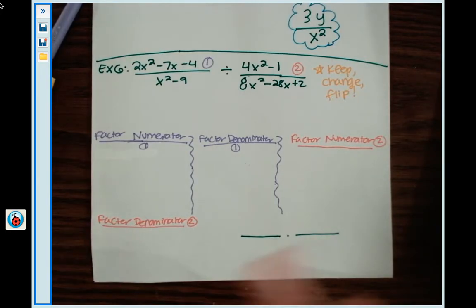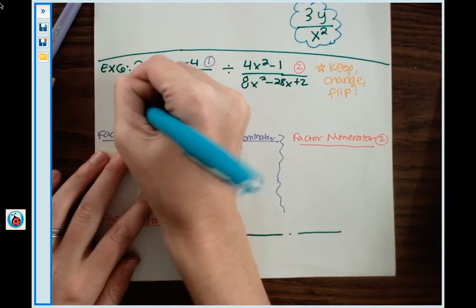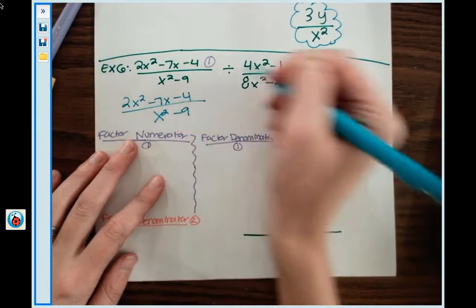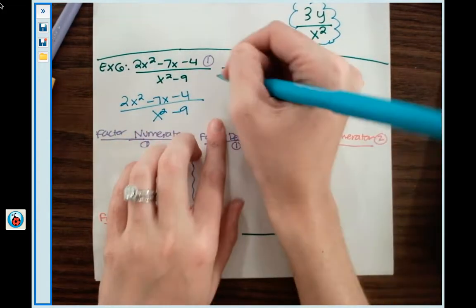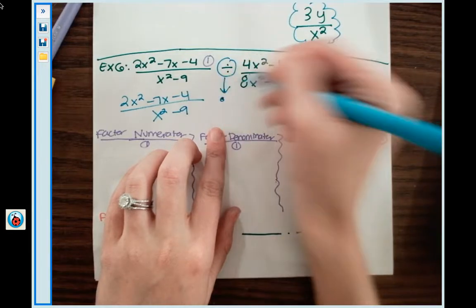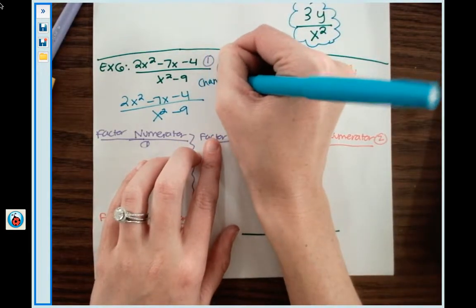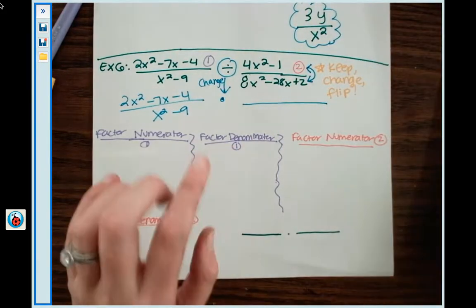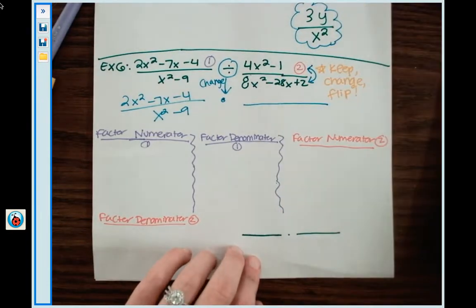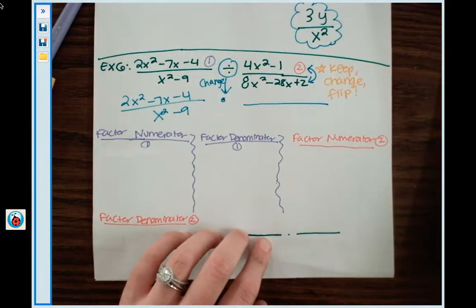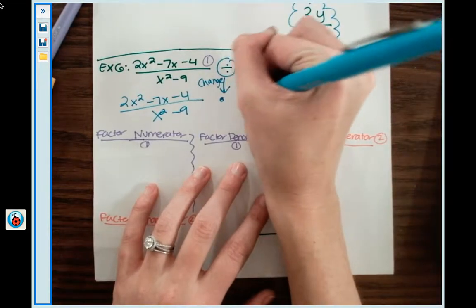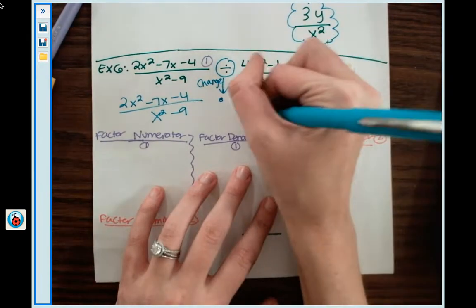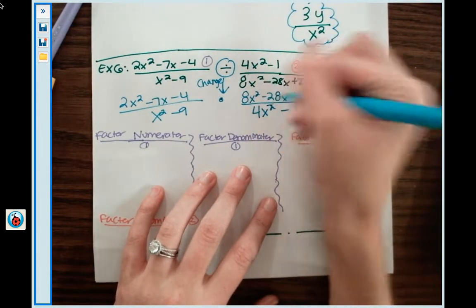Okay, so I'm going to keep my first fraction the same. So I have 2x squared minus 7x minus 4 all over x squared minus 9. Okay, my division is going to change to multiplication. And then we are going to be flipping our second fraction. So we're going to find the reciprocal of this. The denominator is going to slide into the numerator, and the numerator will slide into the denominator. So this is going to be 8x squared minus 28x plus 2, over 4x squared minus 1.